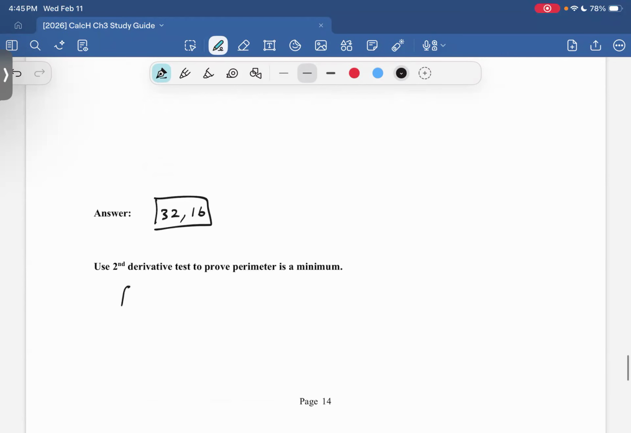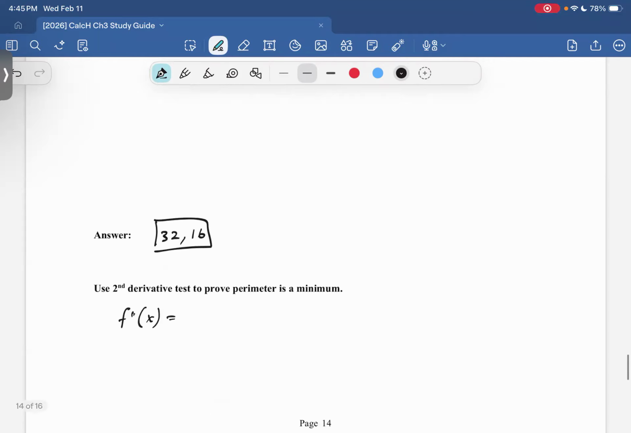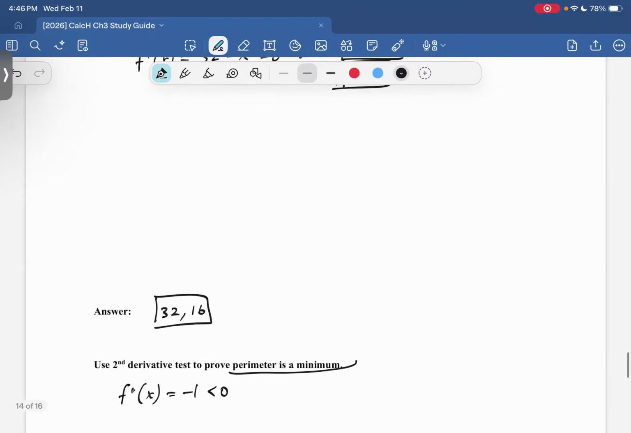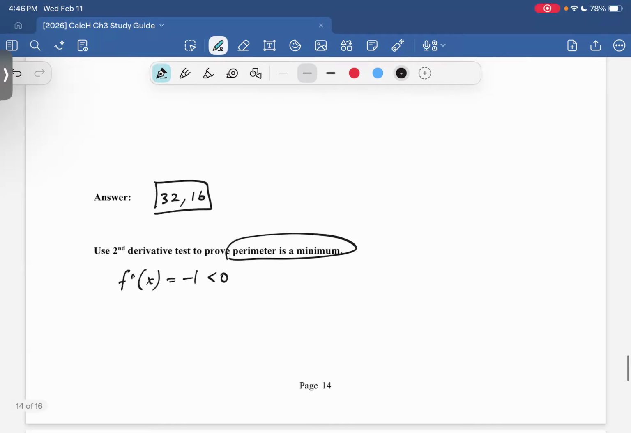Second derivative test. The second derivative is just -1, which is less than 0 for all x. So that means we have, this is a typo, isn't it? It's supposed to say product. So that means we have a concave down function, and we really do indeed have a maximum because it's concave down at that point.